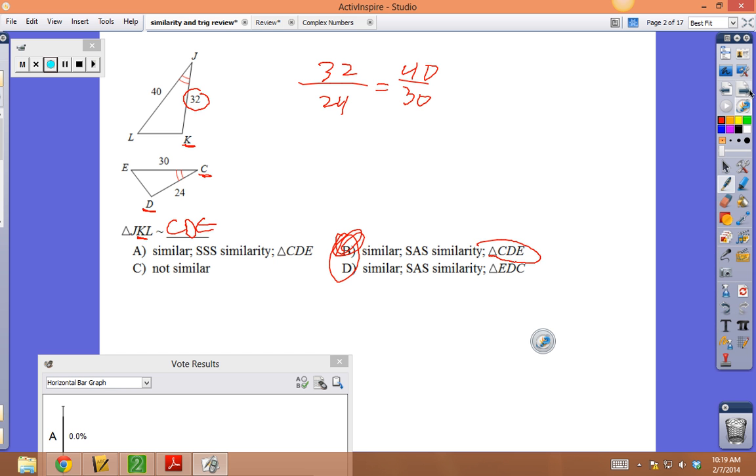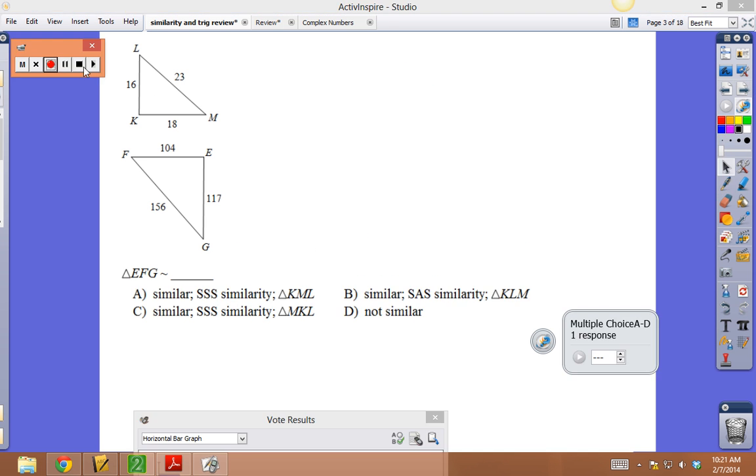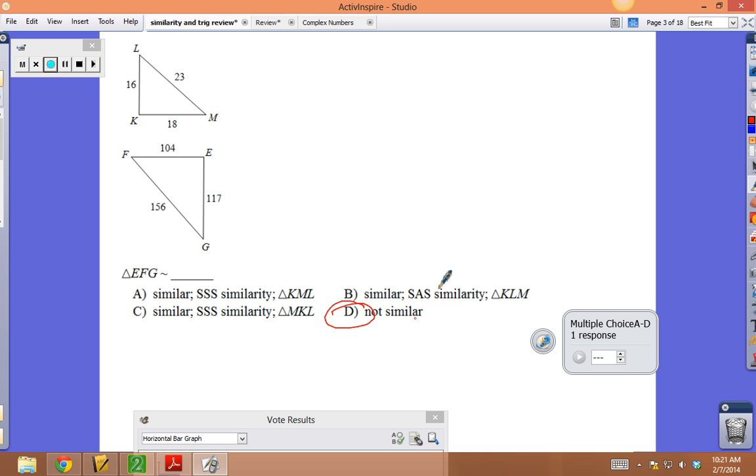Okay, this one. You guys send in an answer. Okay. You got to find the biggest side. And you got to pair those together. So you can do 23 to 156, or you can do 156 over 23. It does not matter. But if I do 23 over 156, now I have got to follow.